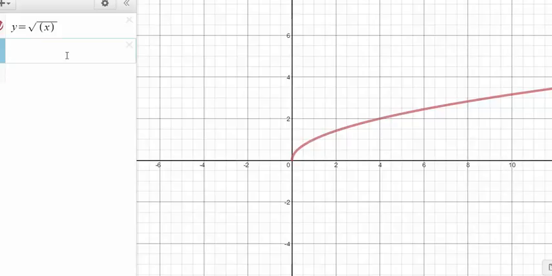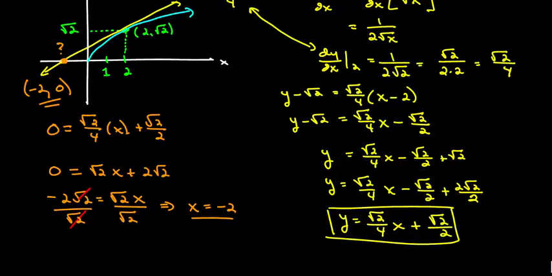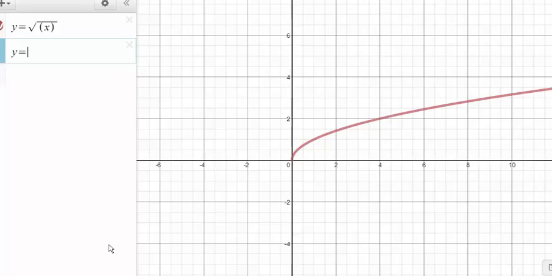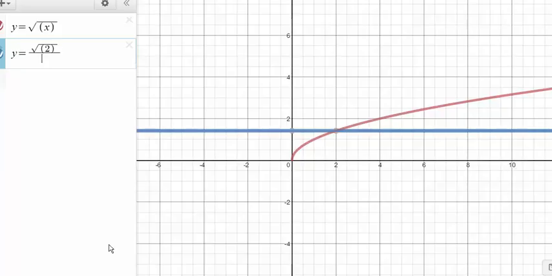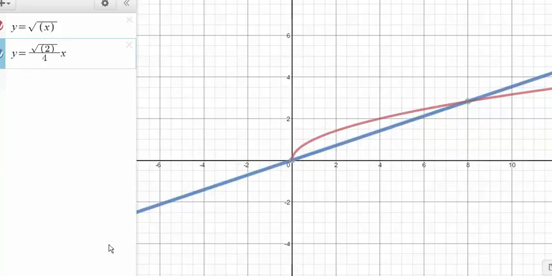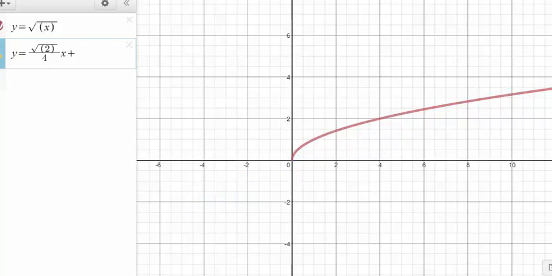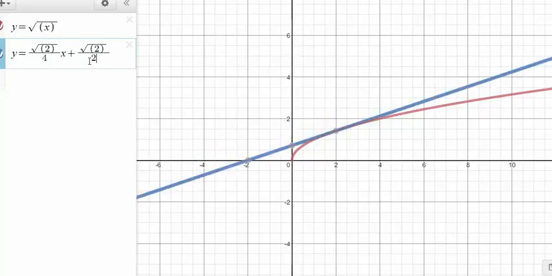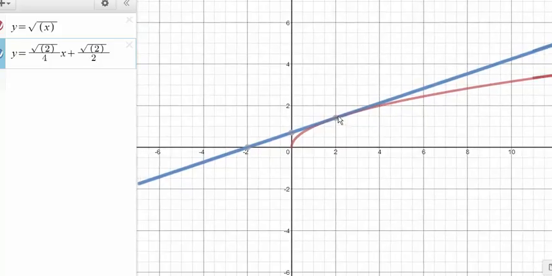It was pretty ugly, but we ended up with, let's just take a look here, y is equal to the square root of 2 over 4 times x plus the square root of 2 over 2. Okay, and now if you look, clearly it's tangent here, and it intersects back here. And so we've just verified that our solution is correct.